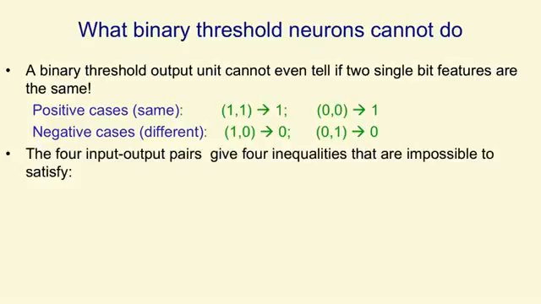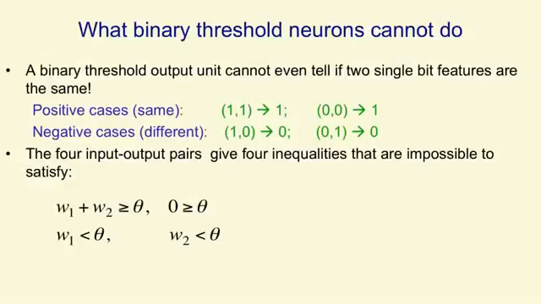Those 4 input-output pairs that I showed you give rise to 4 inequalities, and it's impossible to satisfy them. So the first positive case, when the 2 feature values are 1, the output should be 1. That gives us the inequality that 1 times W1 plus 1 times W2 has got to be greater than the threshold, so we give an output of 1.